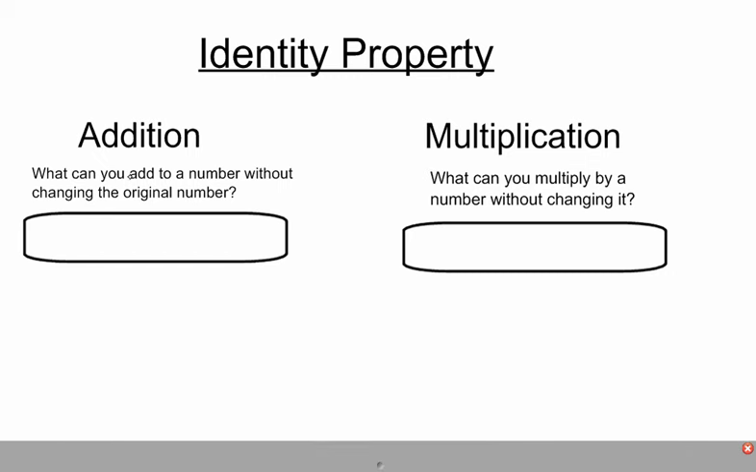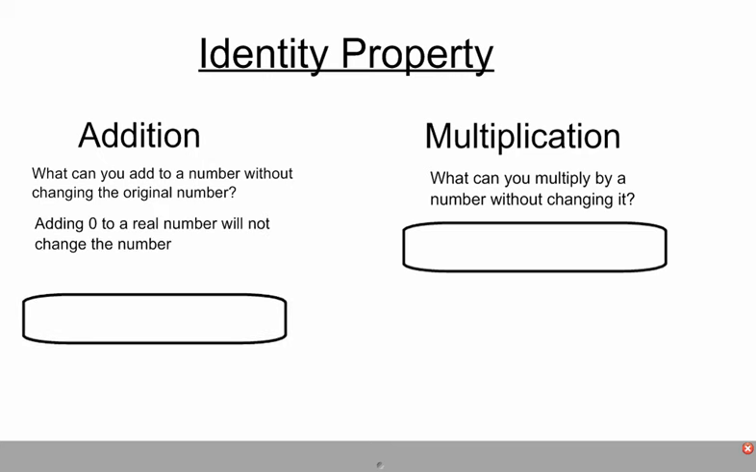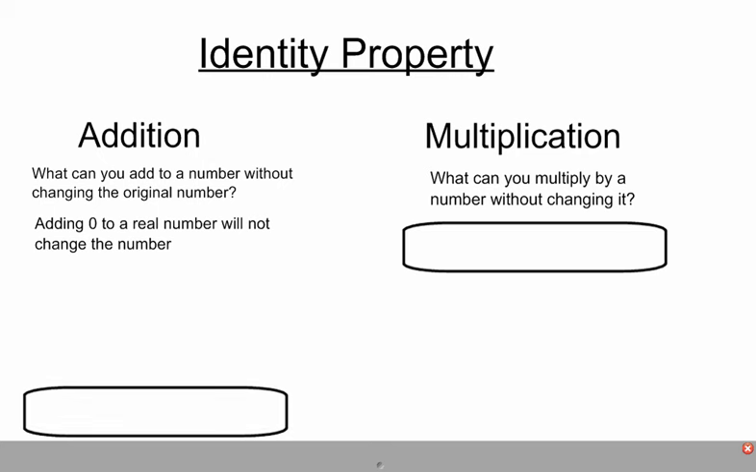So what can you do to a number without changing the original number for addition? What can you add to it? Well, you can add 0, of course. You can add 0 to a number and it won't change it. So the identity property says 10 plus 0 is still going to be 10. Or x plus 0 is still going to be x. That's just with some algebra.